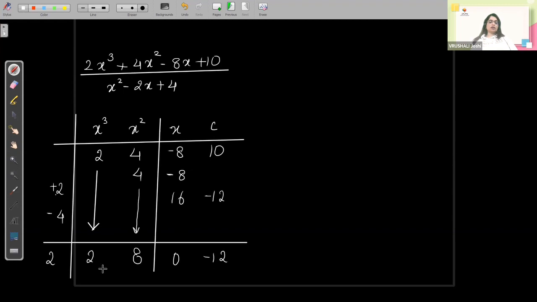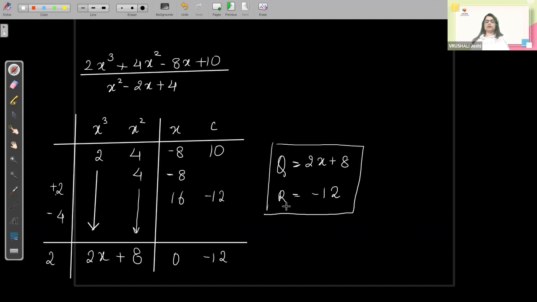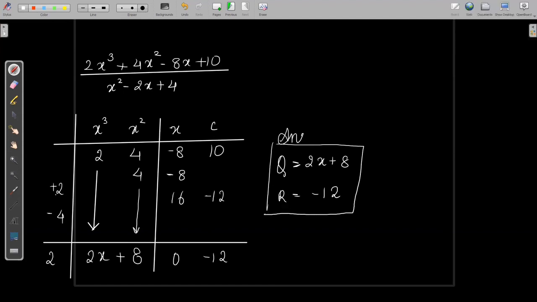So here, what is the x component? 2 into x raised to 3 minus 2 is equal to x, and 2 minus 2 is equal to 0. Put a plus sign. So now you know that your quotient is 2x plus 8 and the remainder you will get will be minus 12. Are you getting it? Yes. Okay.